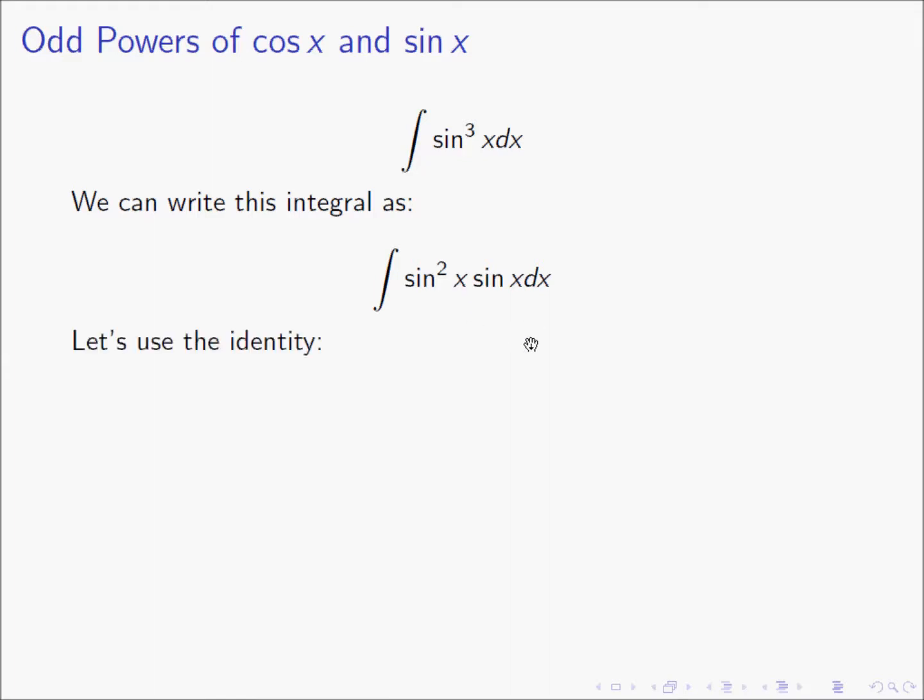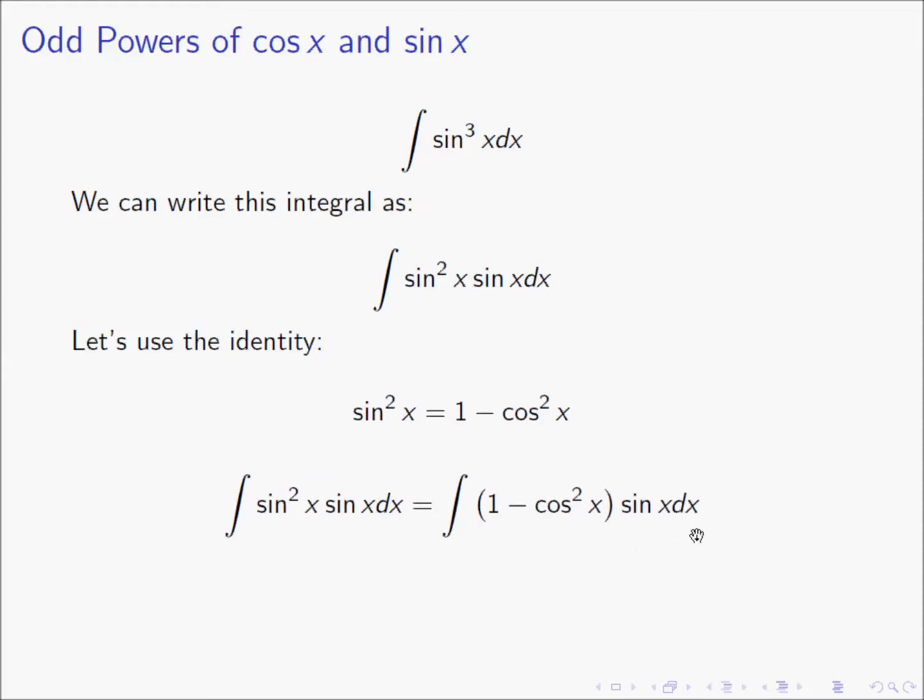We do this because we want to use the identity that says that sine squared of x equals 1 minus cosine squared of x. So we're going to replace this identity in our integral to get the integral of 1 minus cosine squared of x times sine of x dx. Now we can distribute the product inside the integral to get sine of x minus cosine squared of x times sine of x dx.